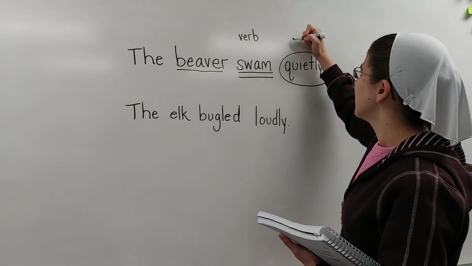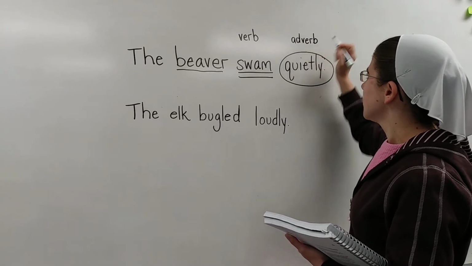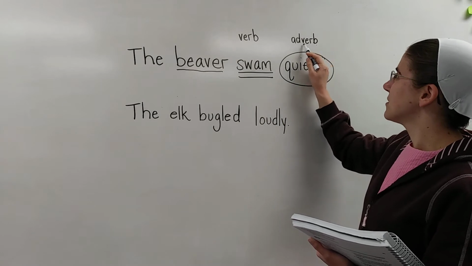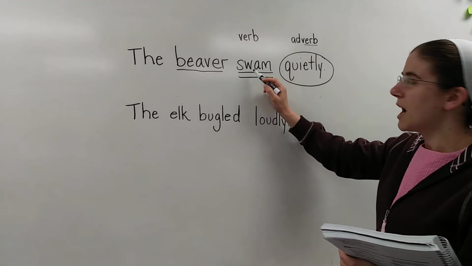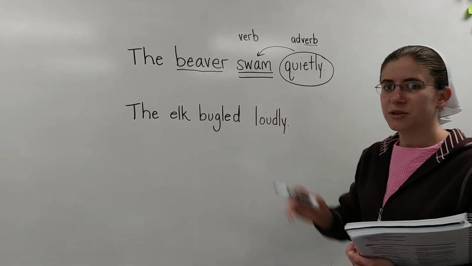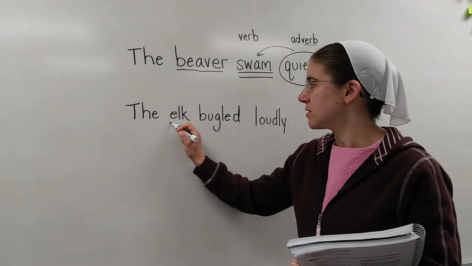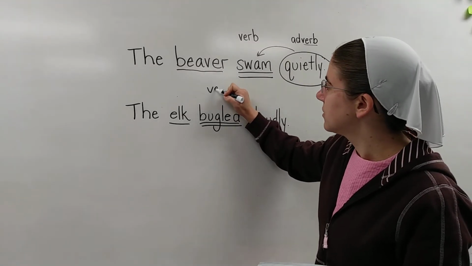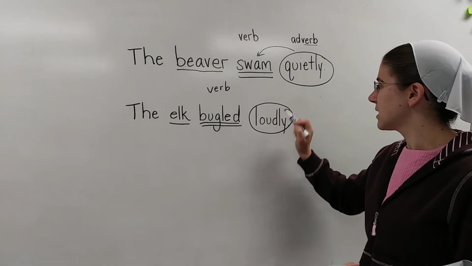It's called an adverb. Let me write that up here on the board. Adverbs describe verbs. They actually have verb as part of the word. So maybe that will help you to remember what adverbs describe. Adverbs describe verbs. How did the beaver swim? The beaver swam quietly. That tells you how the beaver swam. The elk bugled loudly. Our subject noun is elk. What did the elk do? The elk bugled. Bugled is our verb. And how did he bugle? The elk bugled loudly. Loudly is an adverb.